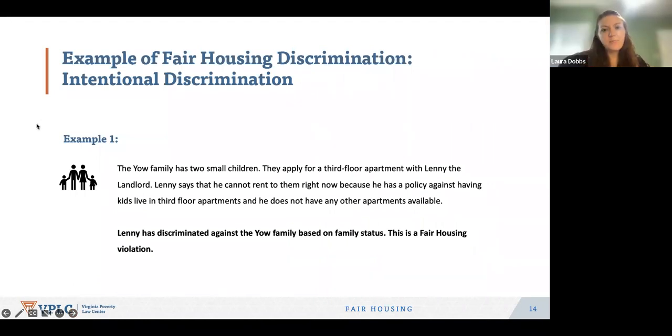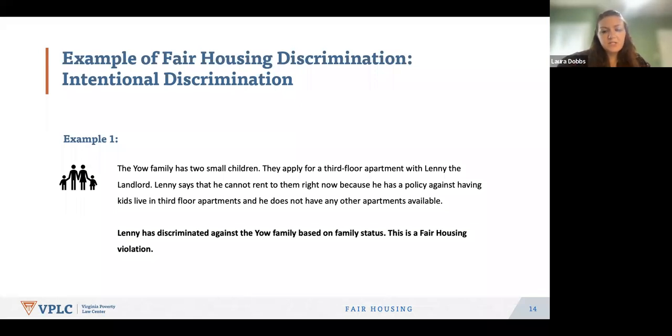So let's go through a couple examples of discrimination. And the first one would be an example of intentional discrimination. So here, the Yao family has 2 small children, and they apply for a 3rd floor apartment with Lenny, the landlord. Now, Lenny says that they cannot rent to them right now because he has a policy against having kids live in 3rd floor apartments because he thinks it's unsafe. And then he doesn't have any other apartments available.